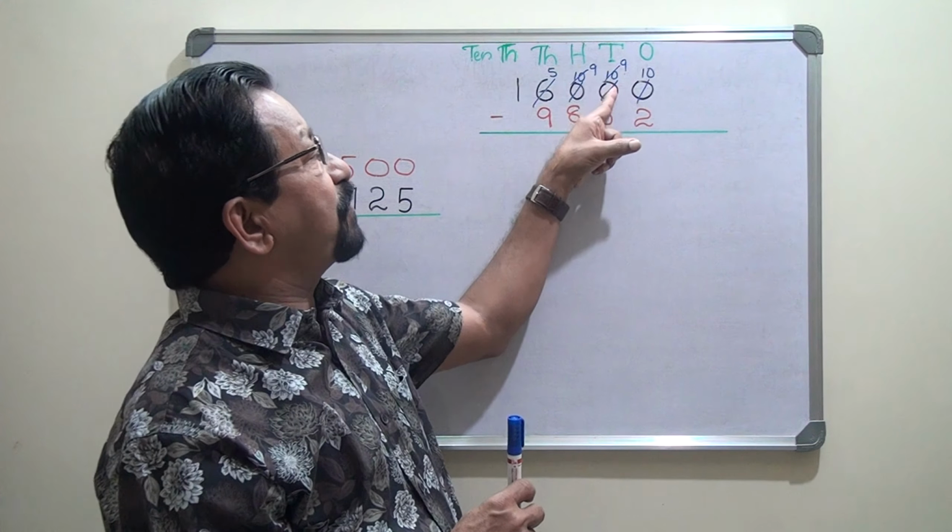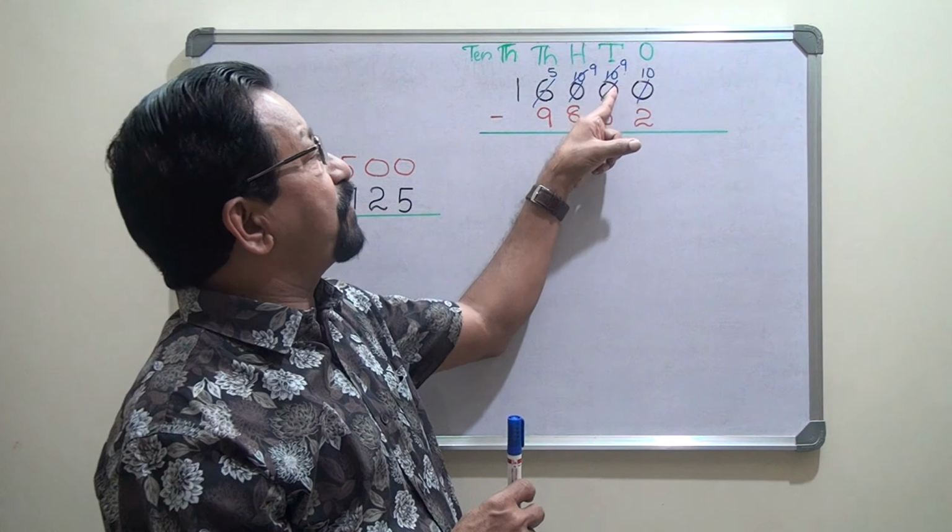And here it was nothing. When he borrowed, here it became ten 10-rupee notes, one he has given, so again it becomes 9. First it became 10, then out of that one was borrowed by the one's place, then it became 9. Nine 10-rupee notes, from that five 10 rupees is going, that is the answer, 4 tens.